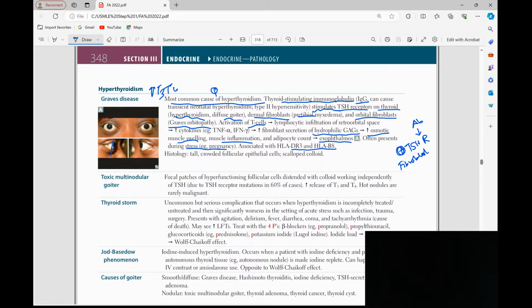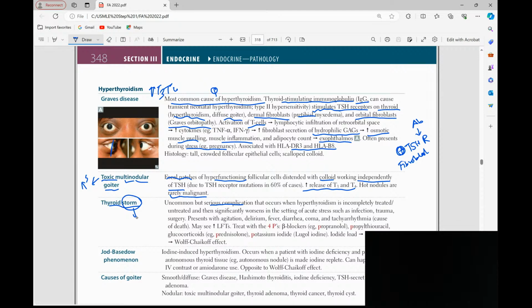And the other cause of hyperthyroidism is toxic multinodular goiter. Whenever the term toxic comes, that means there is increased secretion. Multinodular means there will be multiple nodules, and goiter is enlargement of the thyroid gland. So there will be focal patches of hyperfunctioning cells with colloid, and they will be independent of TSH. And they are rarely malignant. That's all.